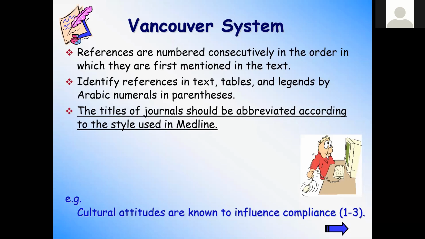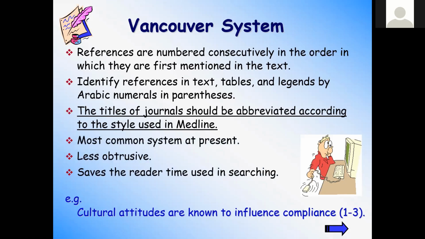Okay. So titles should be abbreviated according to the style used in Medline. So please go to National Library of Medicine, PubMed. There you will go to journals database. In journals database, you will be able to get the abbreviation. In case you do not have the abbreviation or that journal is not indexed in Medline, just write the full name of the journal. Okay. Right.